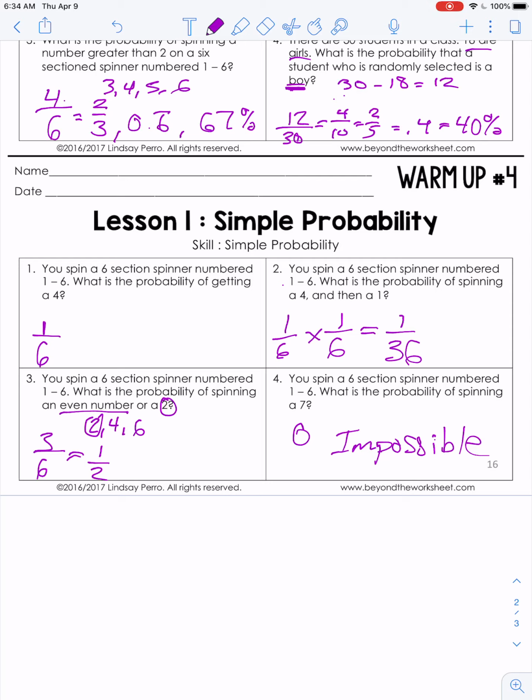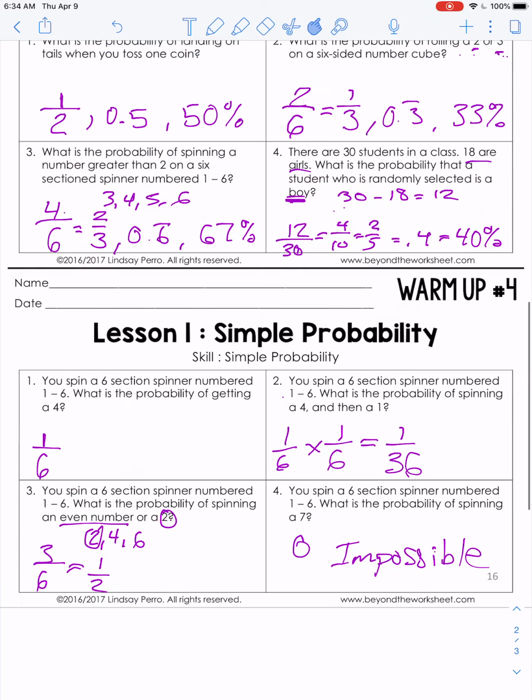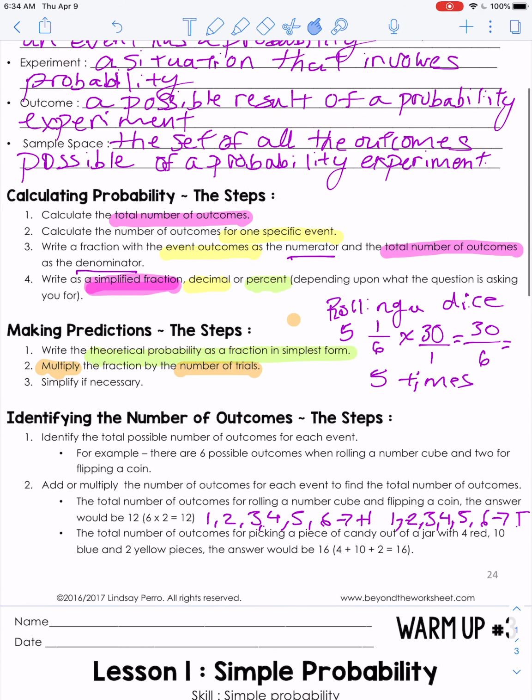So on today's assignment, you're going to be practicing your simple probability using these steps. So make sure you have your notes handy when you're working on your homework, because you're going to be calculating probabilities, making steps, and identifying the total number of outcomes.